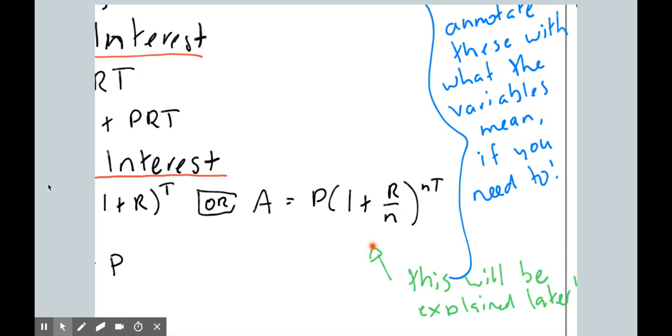And n is just the number of times the interest is calculated over a year. So if it's quarterly, n would be 4. This is how we calculate things where it's compounded more frequently than annually. So don't worry about that now. We'll get onto it a little bit later.